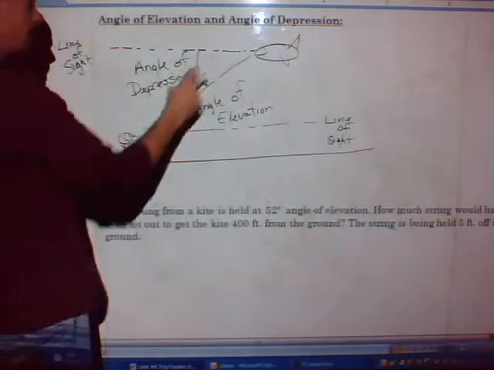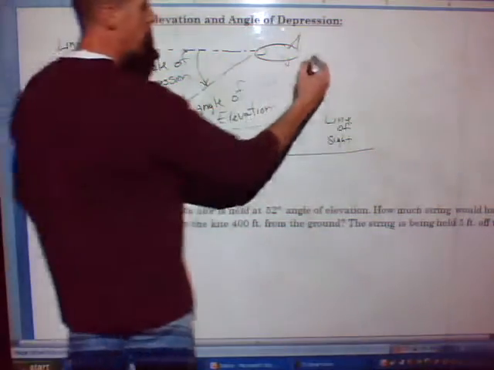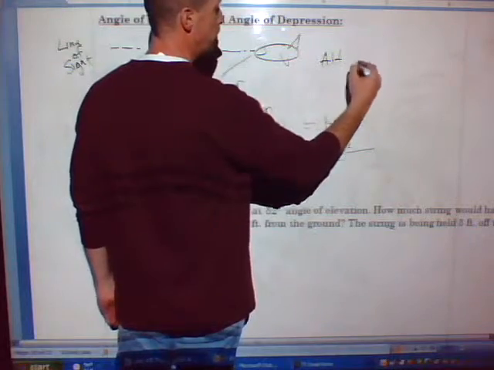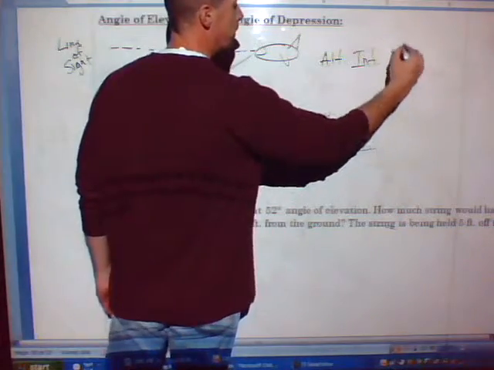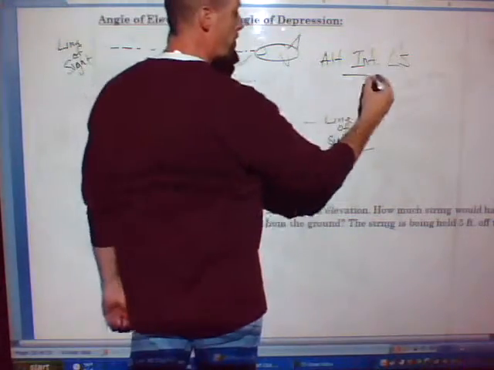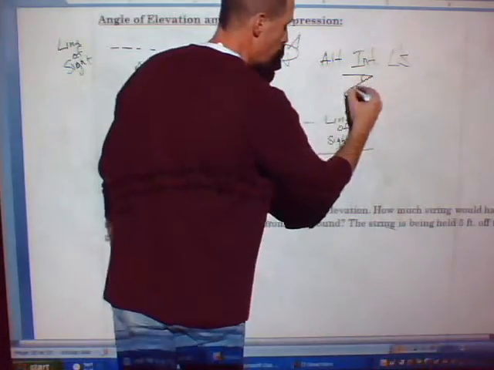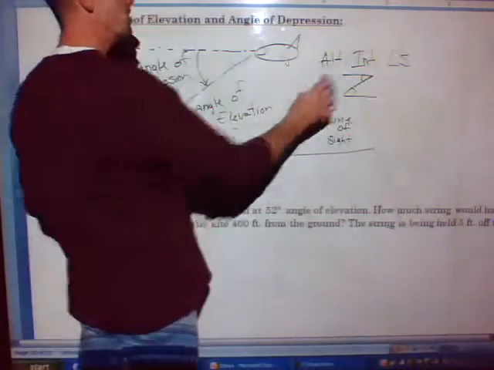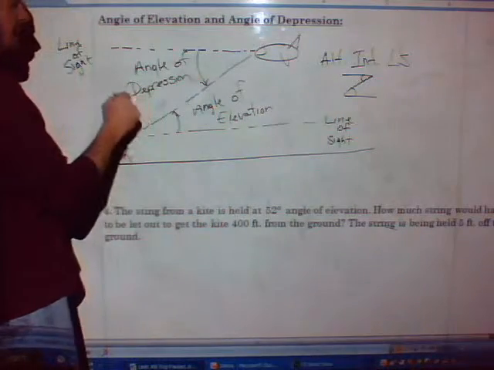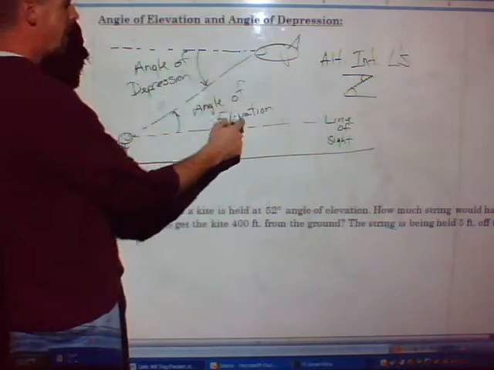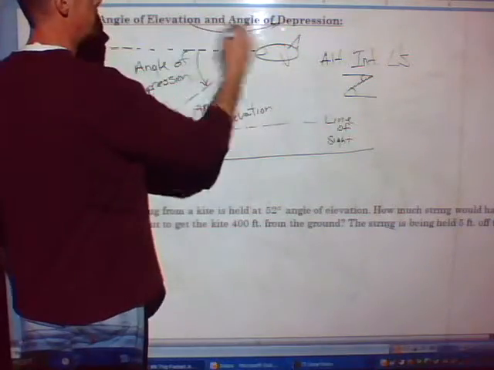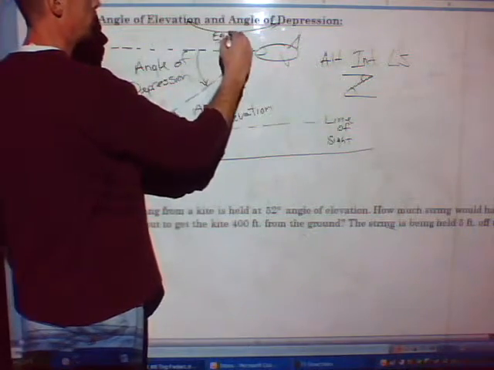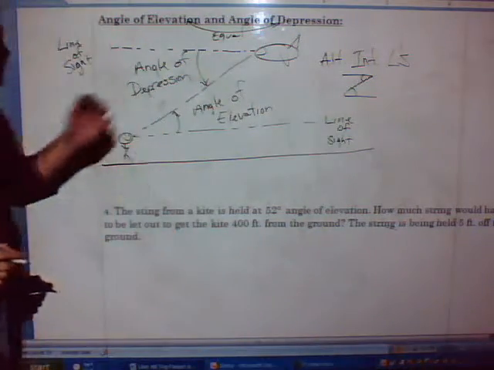Now, from geometry, you should know that if you had two parallel lines crossed by a third line, these angles here are called alternate interior angles. That's what we call the Z pattern in geometry. And what do we know about those two angles? Those two angles are always congruent. So these angles are equal. That means the angle of depression and the angle of elevation are equal. And that's really important.